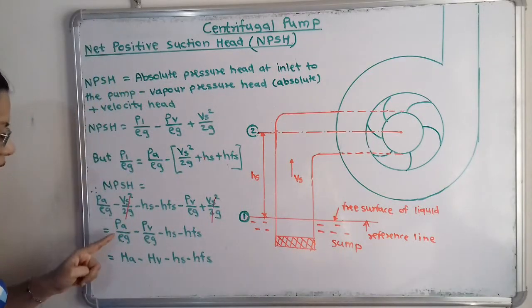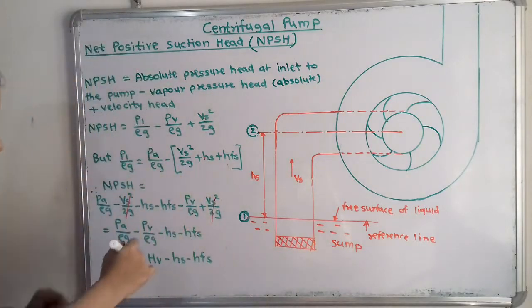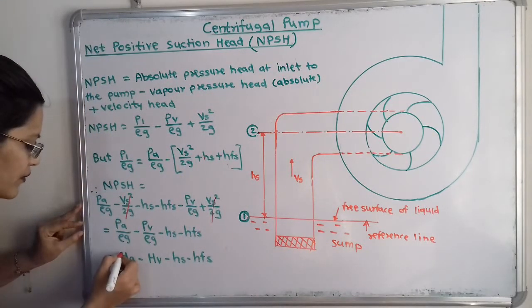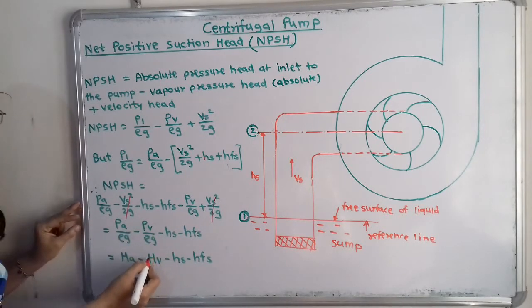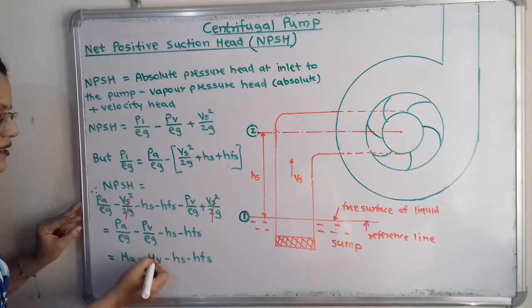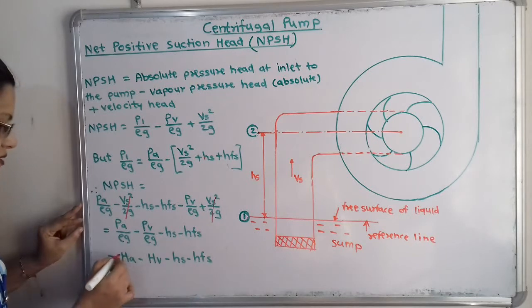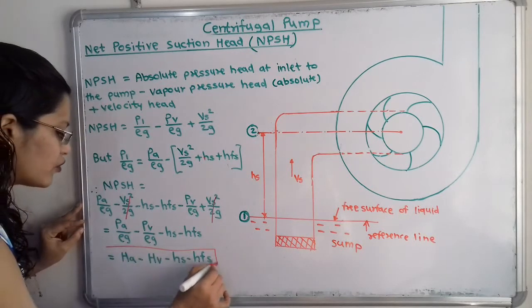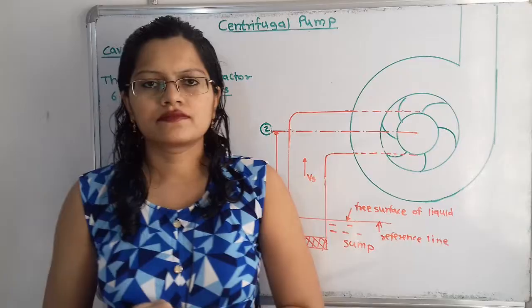So what is this PA by rho g? We know that it is the atmospheric head, so we take it in meter of liquid. We will say capital H to the base A, because this is the atmospheric pressure head. Then PV by rho g is capital H to the base V, the vapor pressure head, minus HS minus HFS. So this is the final formula to calculate NPSH.